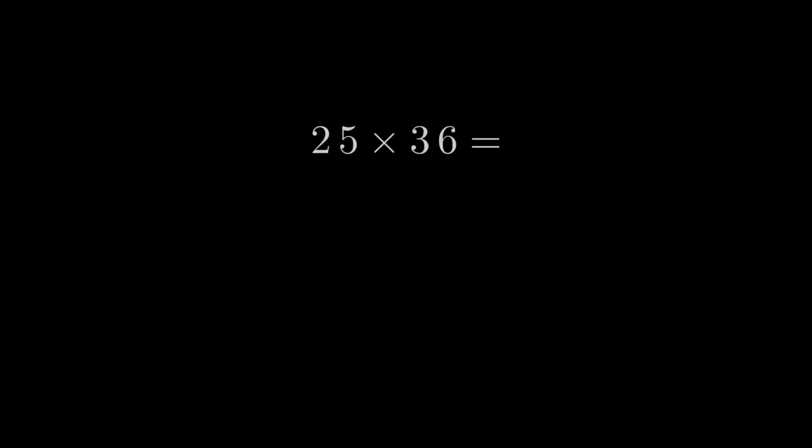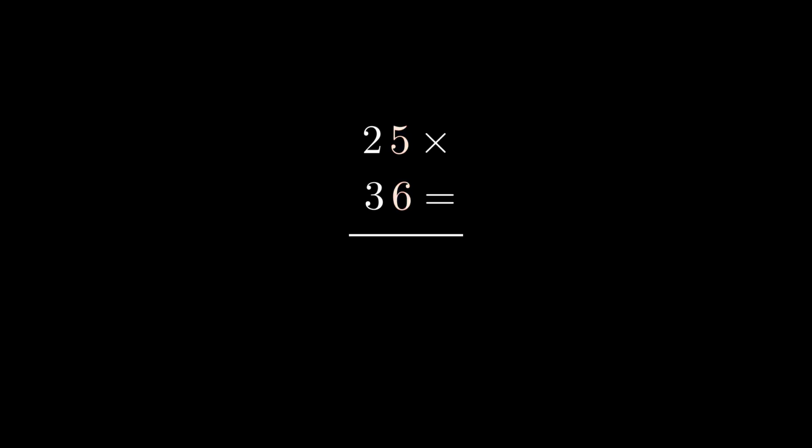Let's look at a vertical example too. When we multiply 25 by 36, we go step by step. First, 5 times 6 equals 30. Then 2 times 6 equals 12 plus the 3 we carried makes 15.